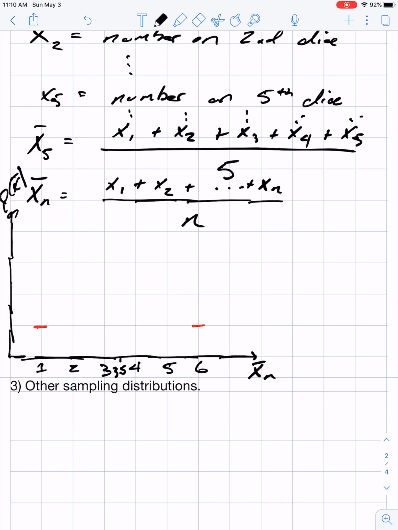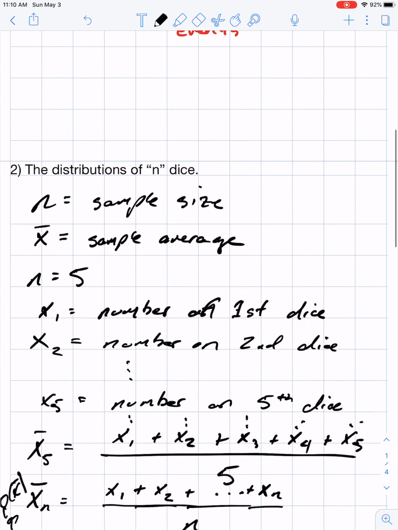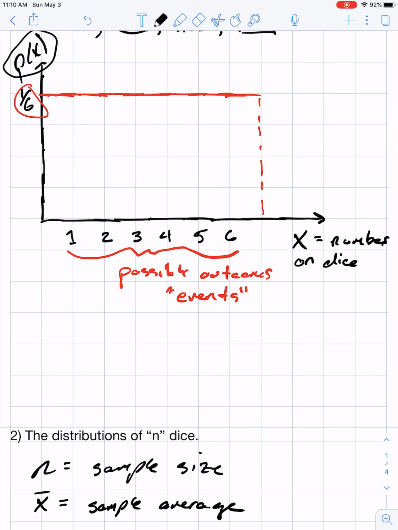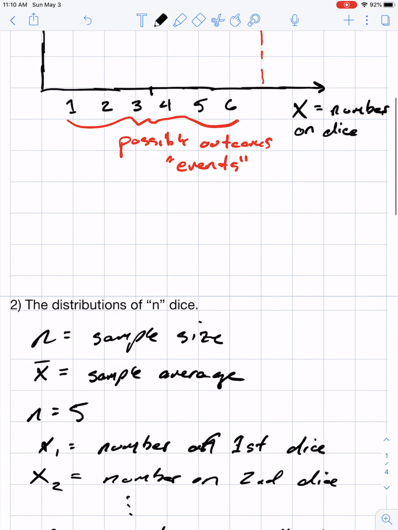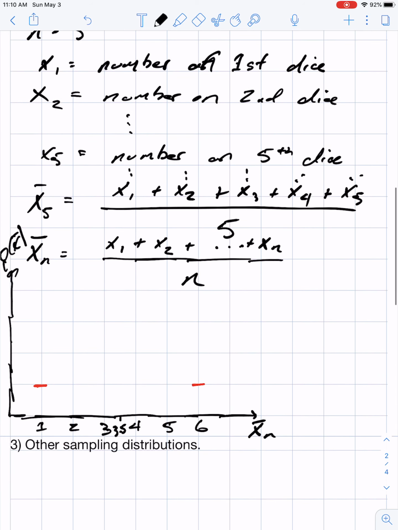That is the center of the distribution. It's also the center of this distribution up here, right? Right in the middle, 3.5. But now we can actually get it once we start adding and dividing through samples. So there's going to be a lot of ways to get that number. So that's going to have the highest probability right here.